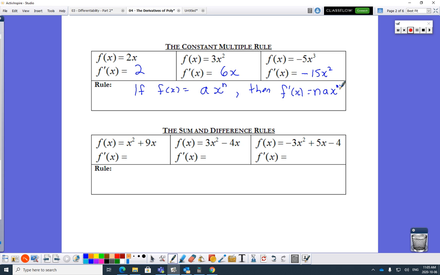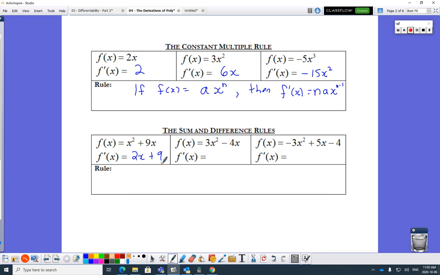Sum and difference rules. There's not much to talk about here. Hey, let's try them. Let's take the power rule for a test drive. What's the derivative of x squared? Think about it in your head. 2x. What's the derivative of 9x? Okay, the derivative of x was 1. The derivative of 2x was 2. 9. And the sum and difference rules are just saying what we would hope is true.